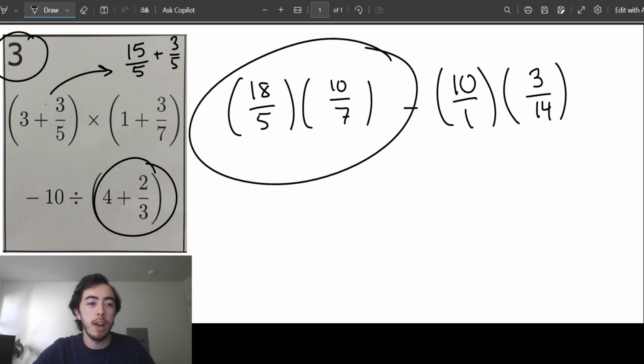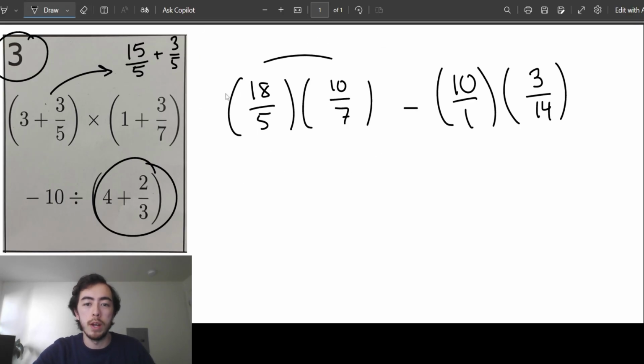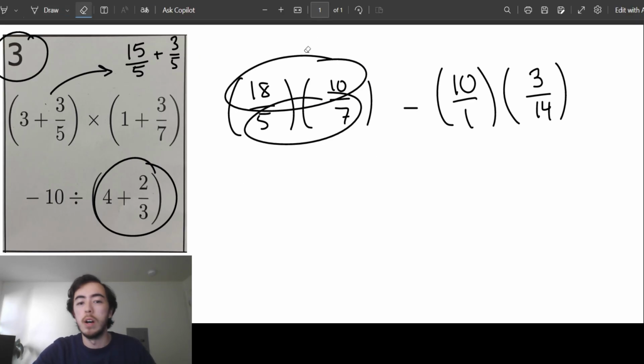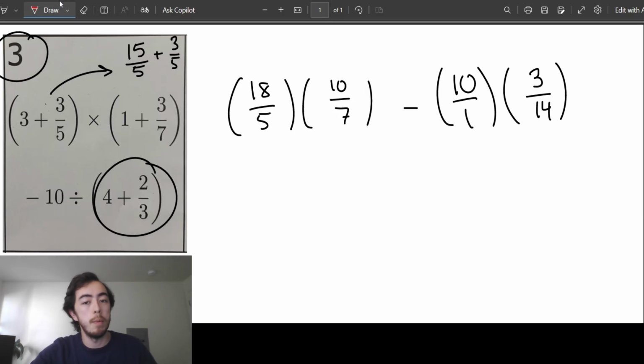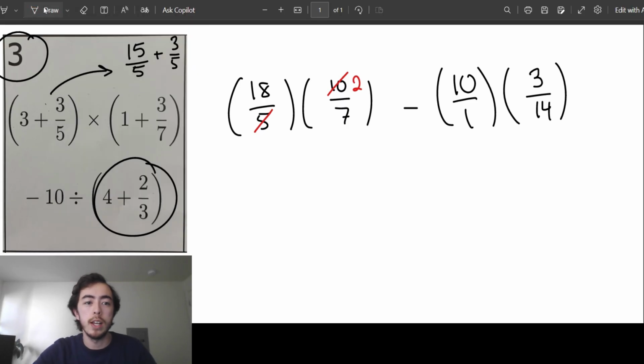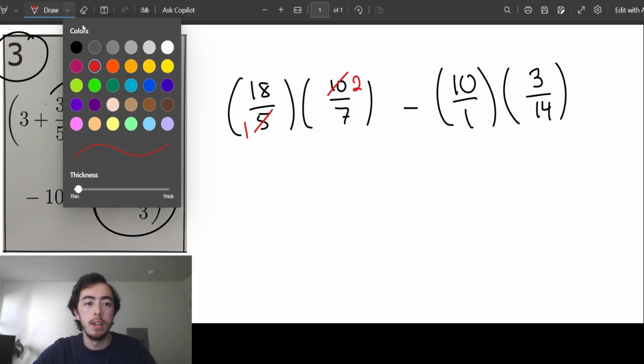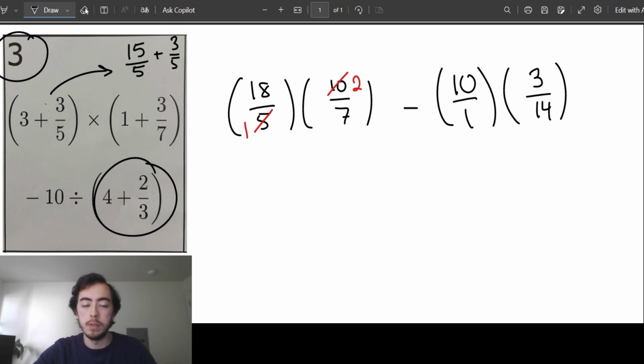When you multiply fractions, you just multiply the tops and then the bottoms, although a good strategy is to find some kind of common factors on the top and bottom to reduce first. I noticed that this 5 can cancel with that 10, and it leaves a 2 on top. And I guess that's about it. I guess this 5 would turn into a 1. And so multiplying the tops, I get 18 times 2, that's 36. And then multiplying the bottoms, 1 times 7 is still 7.